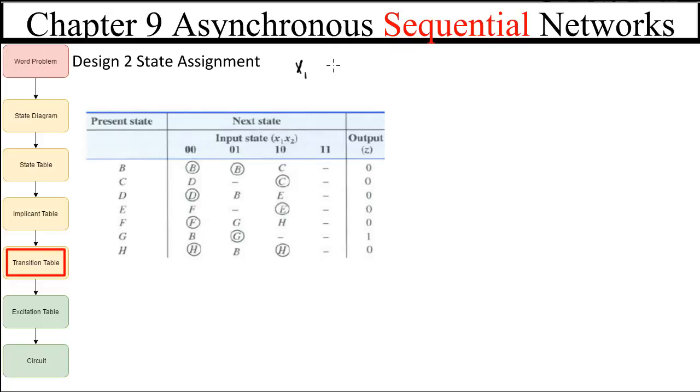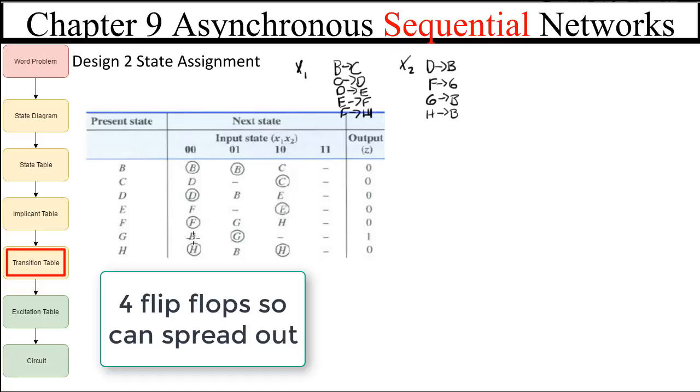B goes to C, C goes back to D, D goes to E, E goes to F, F goes to H. For our X2 transitions, D to B, F goes to G, G goes to B, and H goes to B. So we have 1, 2, 3, 4, 5, 6, 7. That is one short of 8.